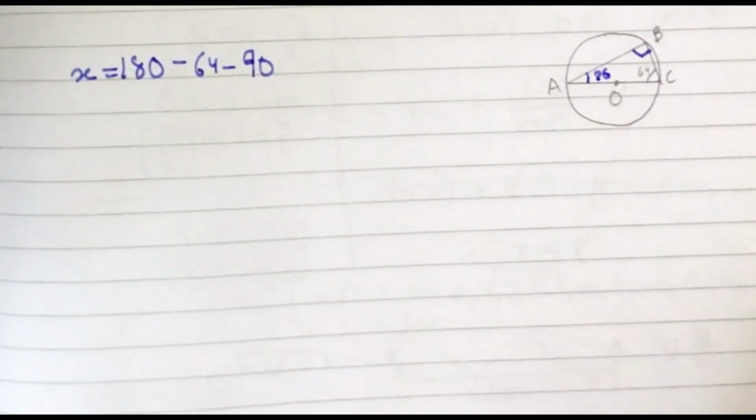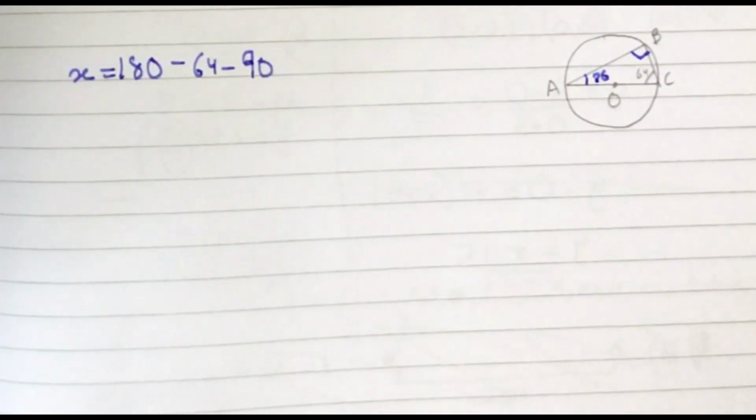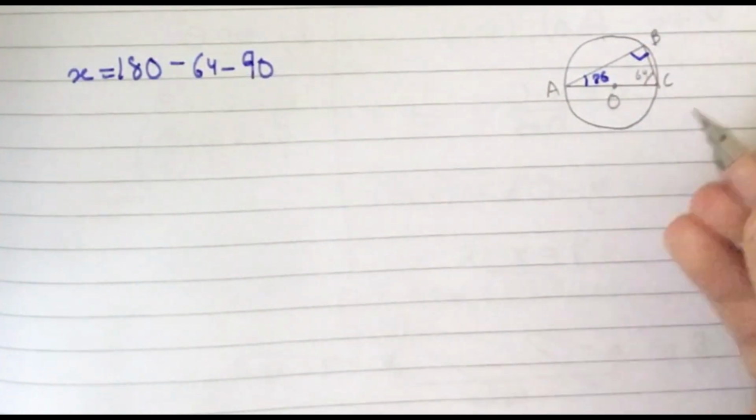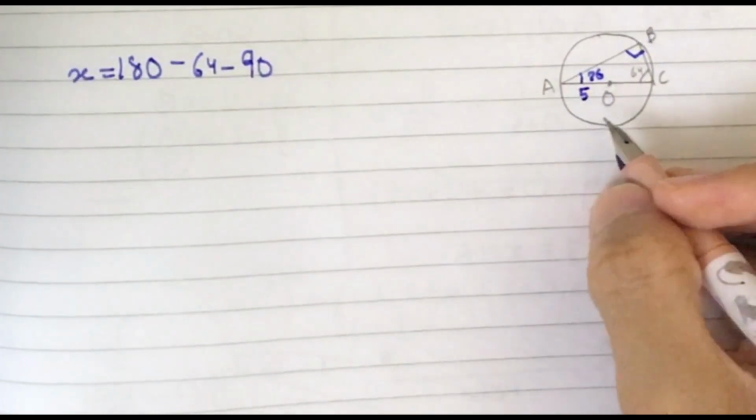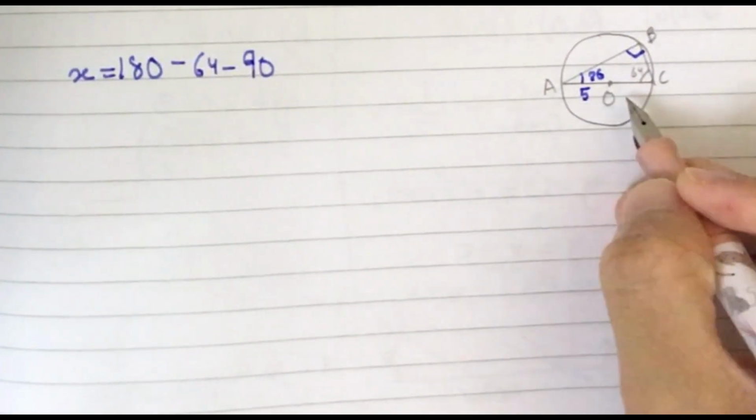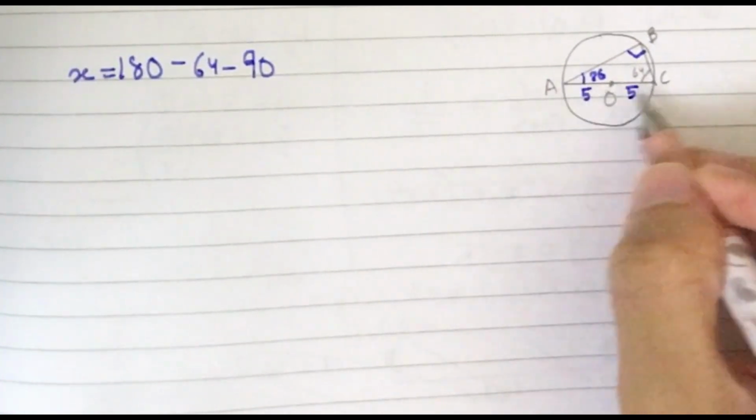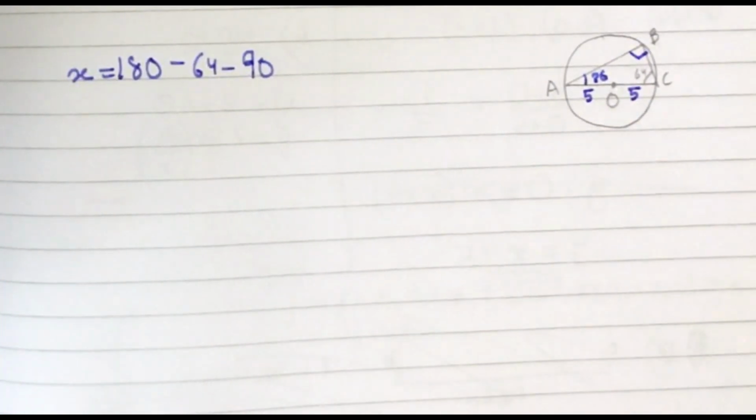So he asked about the minor arc, right? So the minor arc is basically, and yes, this is 5 centimeters, I forgot to mention over here, the radius. So also here will be 5 centimeters because AC is a diameter.